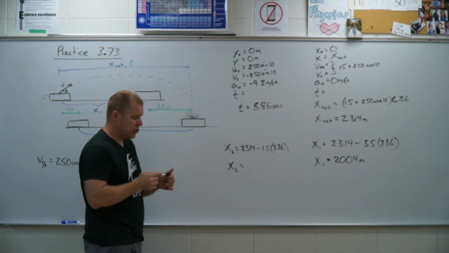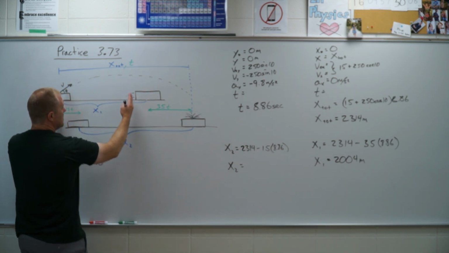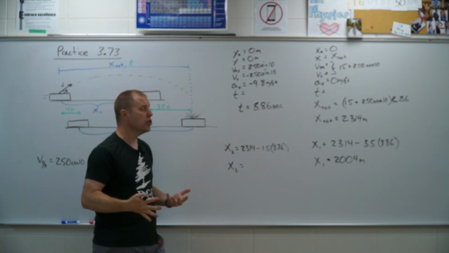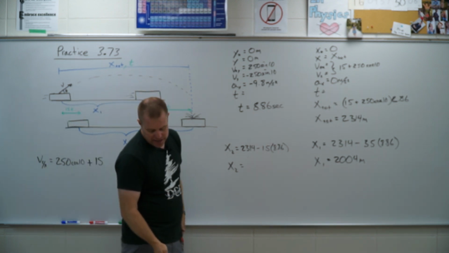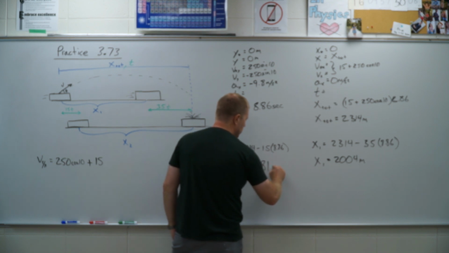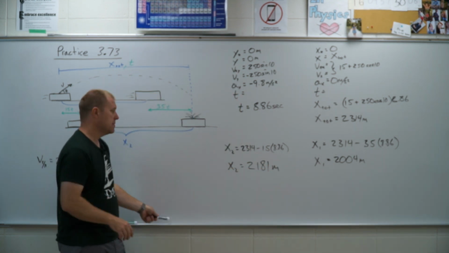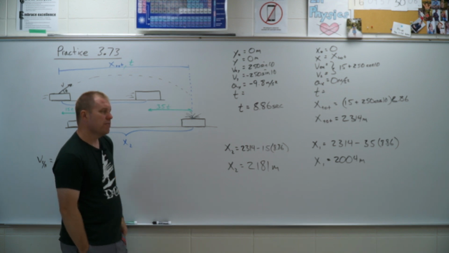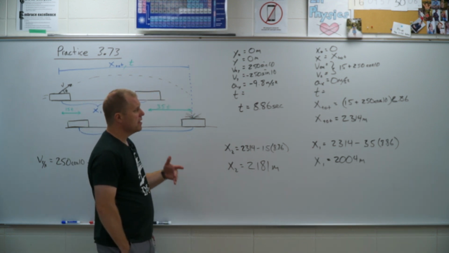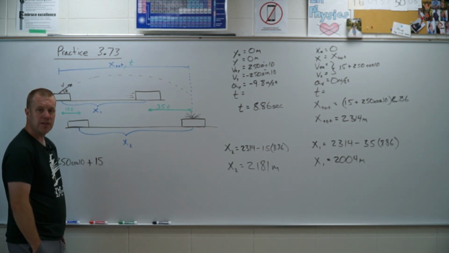Now, a good check for myself is this one's moving faster. So what should happen to the distance between them as that time goes on? It should increase. I see that it comes out to be 2181 meters, which is larger than my 2004. Makes sense. You can do this a number of different ways, like I said, and you can be very creative with this problem because of some of the cool things you can do. So hopefully you got those same answers.